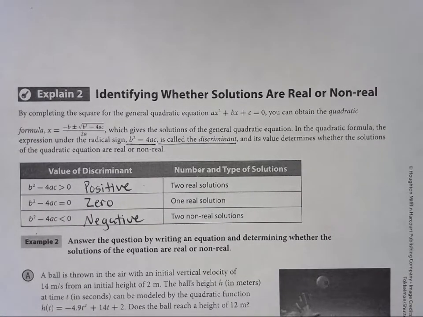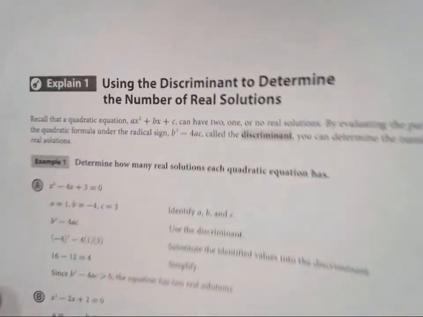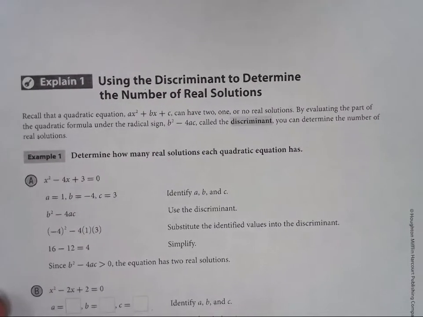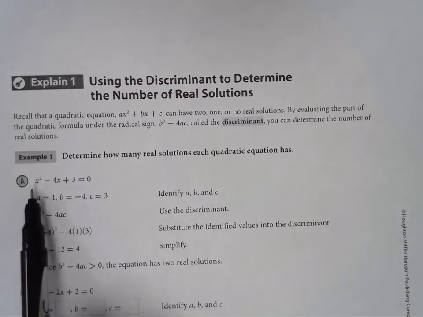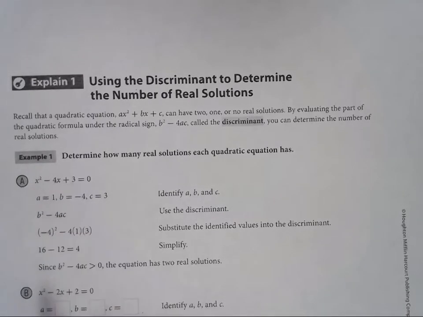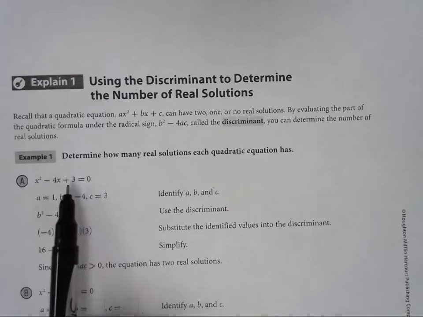So let's practice finding some discriminant values and determining how many solutions we'll have. Explain 1. We're going to determine how many real solutions each quadratic equation has. So if we have the equation x squared minus 4x plus 3 equals 0, our a value is 1, b value is negative 4, and c is 3.